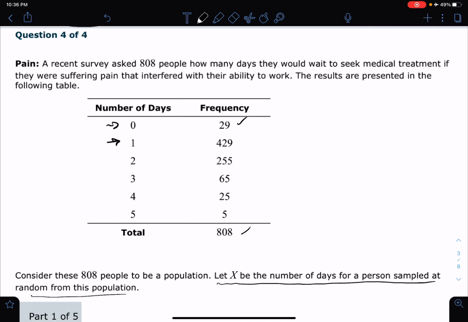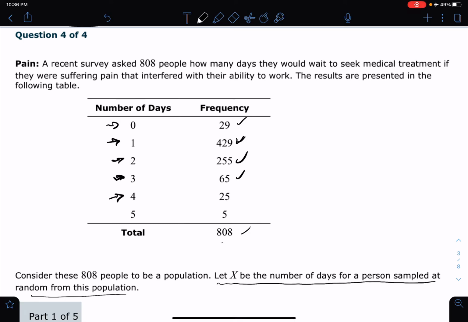Now, some people struggle with the pain for 1 day, and then they go. That's 429 out of 808. And then people suffer for 2 days and then go. Well, most of them were after 1 day they went, right? But after 2 days, there's still 255 out of 808. But now we're getting down to the tough people here, right? They suffer for 3 days in pain. That's 65 out of 808.